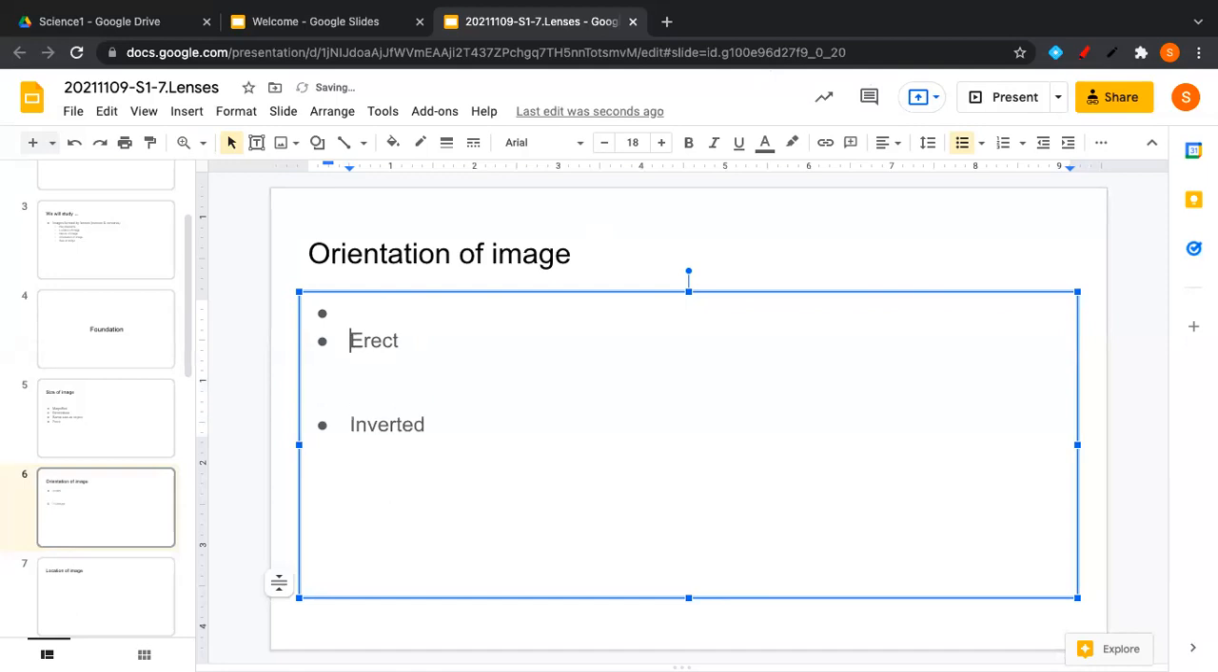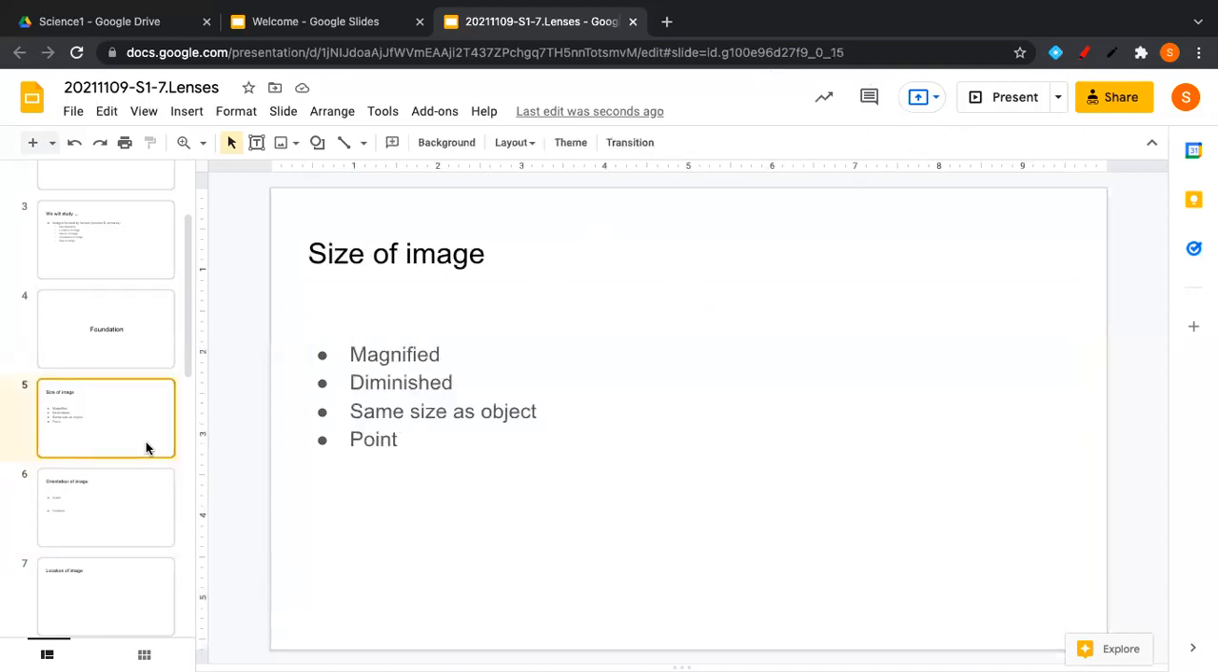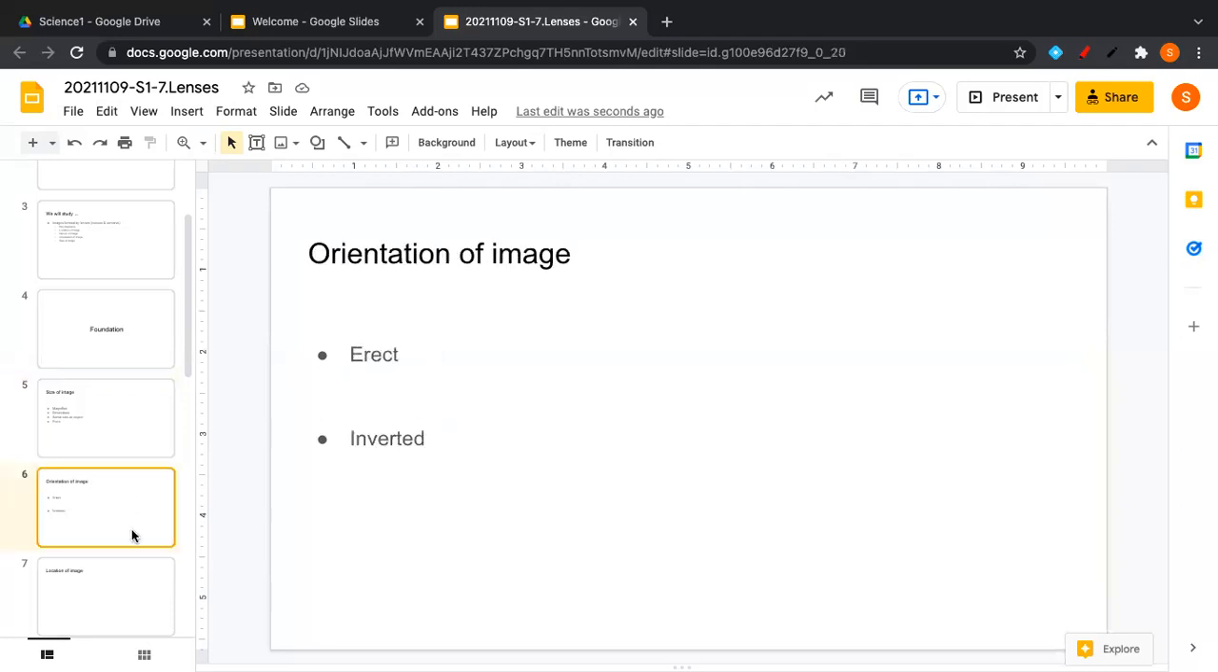These are the two possibilities. Nothing else. Either वो सीधा सीधा खड़े रहेंगे, मतलब ऑब्जेक्ट ऐसा है तो इमेज भी ऐसा. This is called erect. Inverted means if the object is like this, but the image looks like this. Ulta. This is inverted. We will use the words erect and inverted. Once again, in terms of size, the image can be magnified, diminished, same size as object or point. In terms of orientation, the image can be erect or inverted.